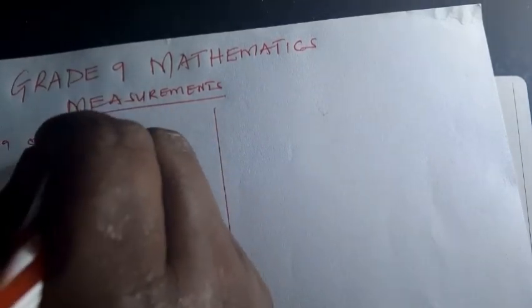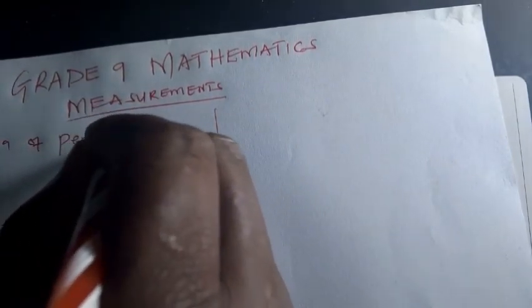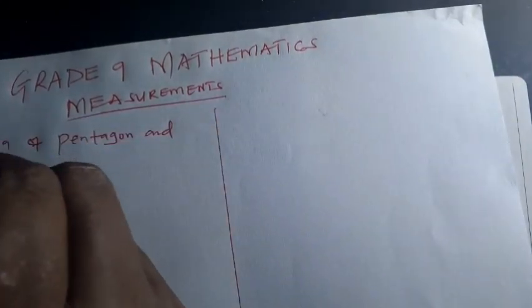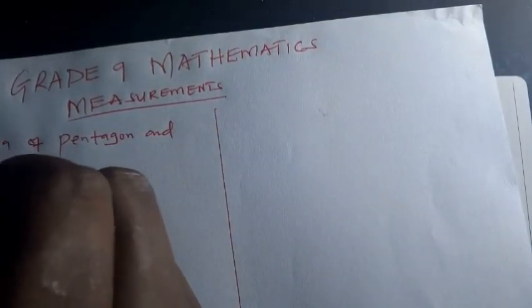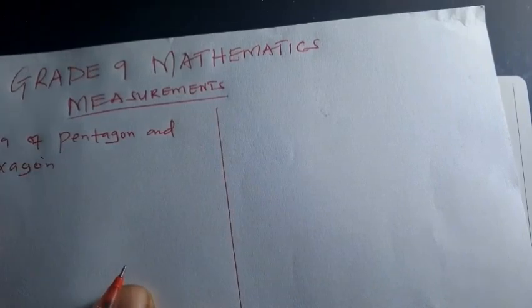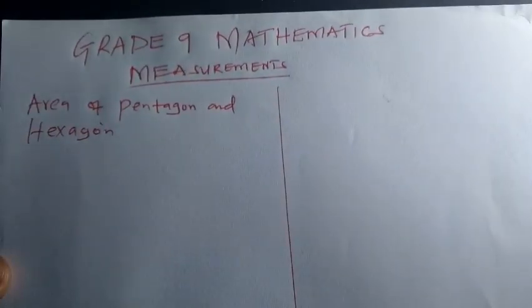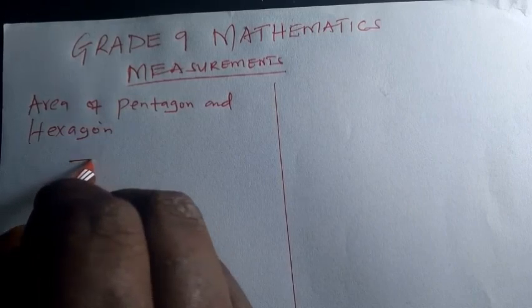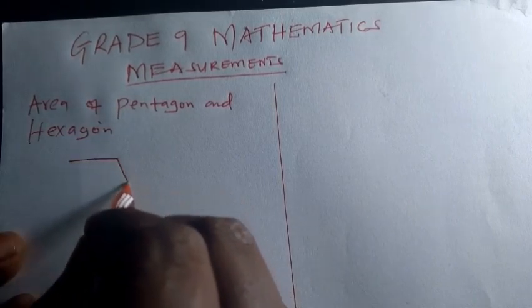of pentagon and hexagon. Hexagon. So hexagon is a 6-sided figure.